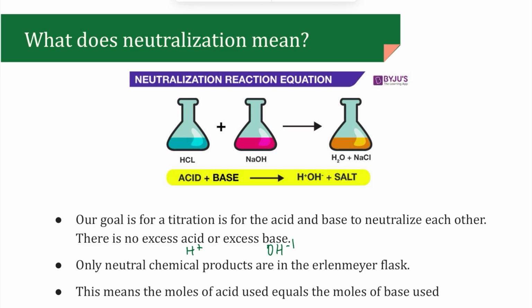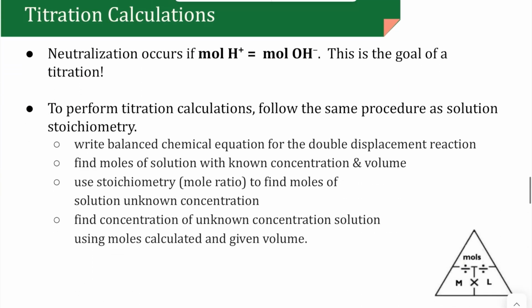And so the goal is that we get something that has only neutral chemicals as products in our Erlenmeyer flask. By getting that neutral product, it means that however many moles of acid we have, it's equal to the moles of base. Again, we have those H pluses, each pairing up with that OH. So neutralization is going to occur if our moles of H pluses are equal to our moles of OH, of hydroxide ions. And that is the goal.